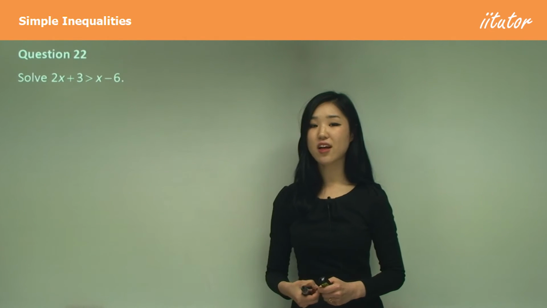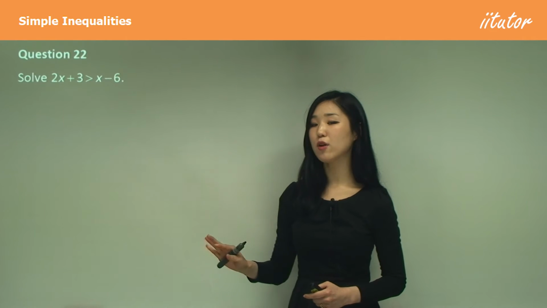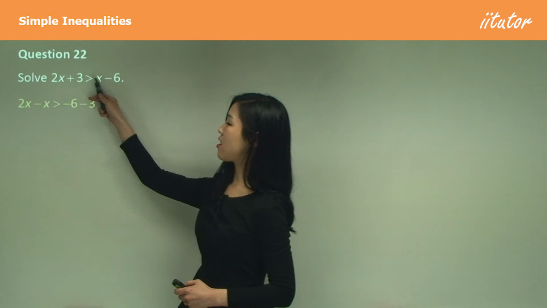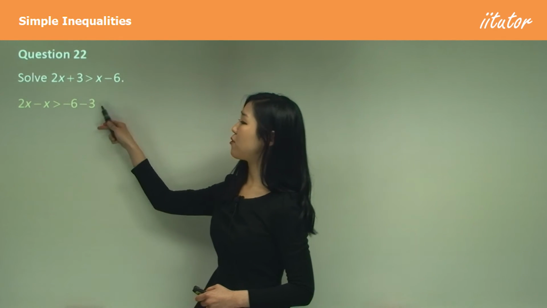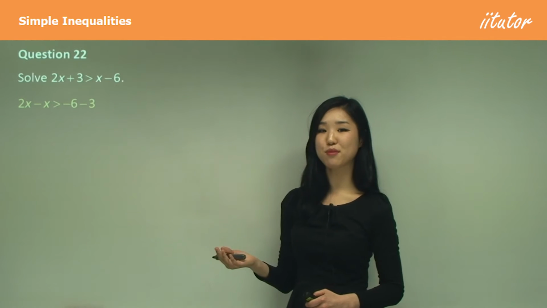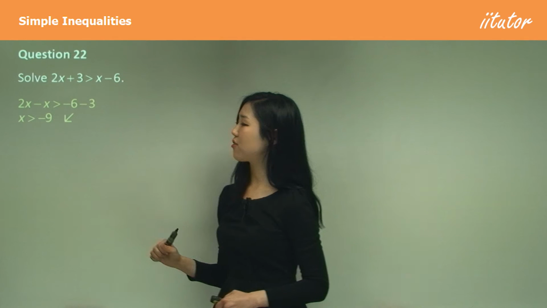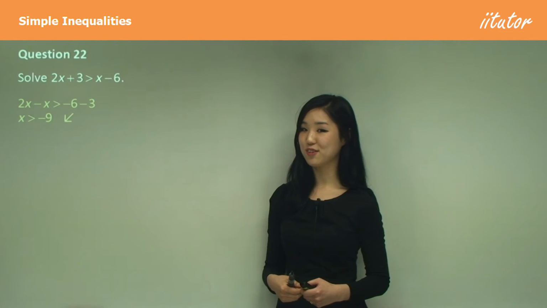22, gather your like terms. I would recommend you move all your x's onto the left and all your constant numbers over to the right. So I have x over to the left, which makes negative x, and 3 over to the right, which makes negative 3. And just simplify it. So 2x minus x is x, and negative 6 minus 3 is negative 9. So x is greater than negative 9 is the solution.